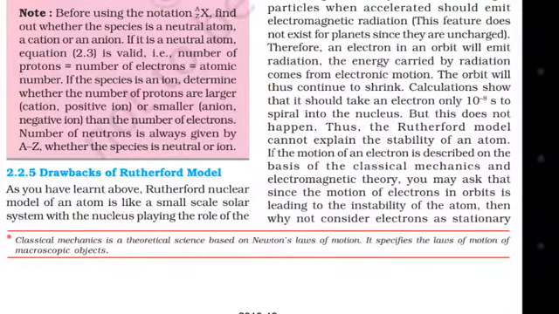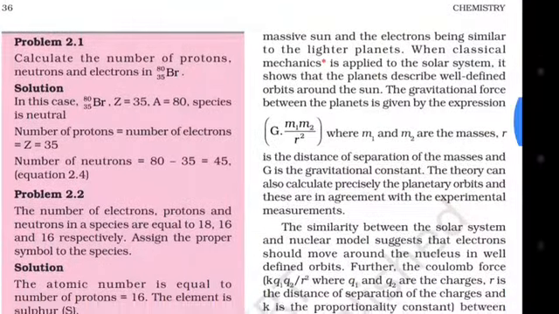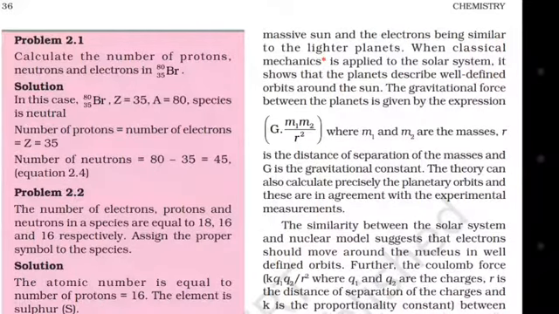ion. 2.2.5 Drawbacks of the Rutherford model. As you have learnt, the Rutherford nuclear model of an atom is like a small-scale solar system, with the nucleus playing the role of the massive sun and the electrons being similar to the lighter planets.